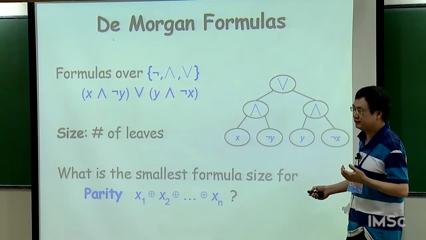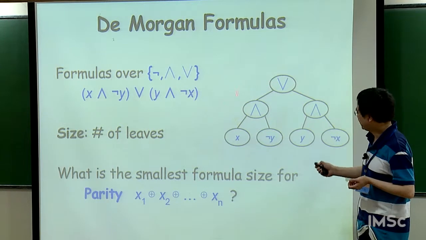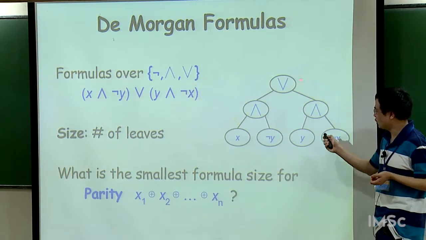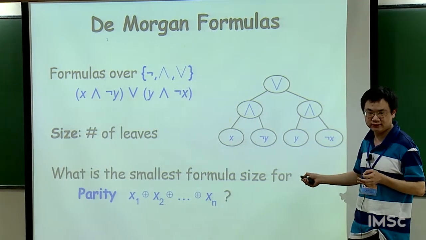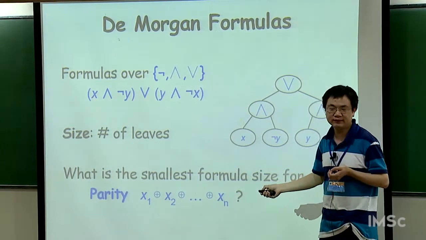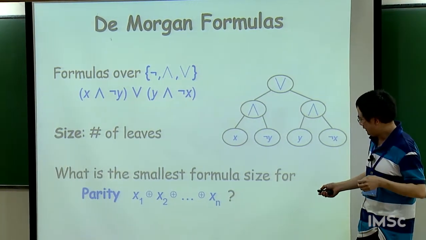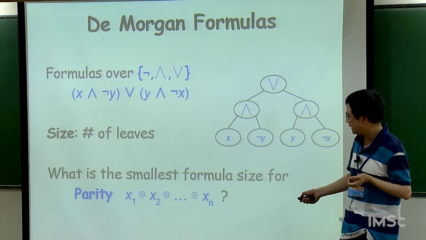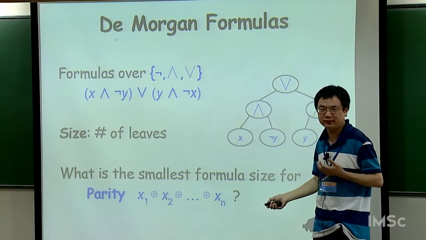So here we are concerned with Boolean formulas over the De Morgan basis. You can think of a formula as a binary tree where internal nodes are labeled by AND and OR gates, and leaves are labeled by literals. The size is the number of leaves. So the formula size lower bound question is like this: given a hard function, what is the smallest formula size that computes that hard function?